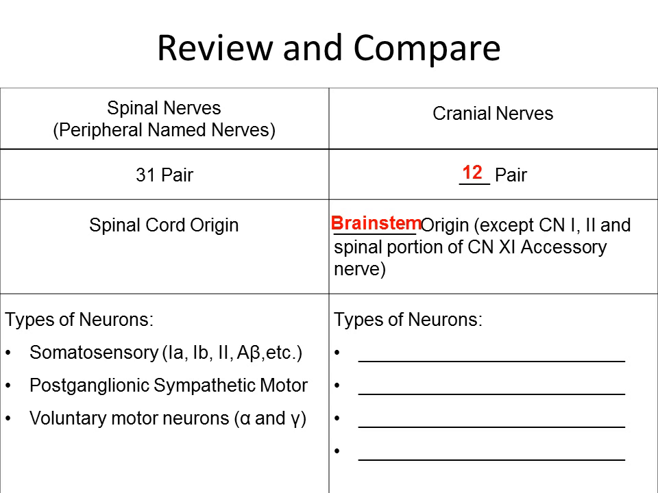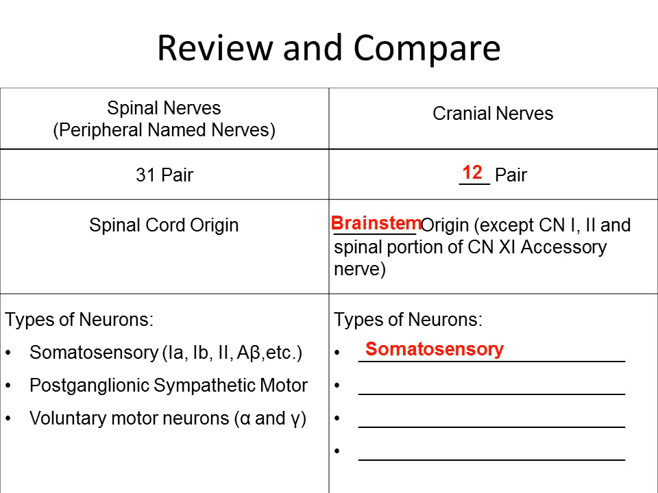Going to our cranial nerves, there are 4 different types of neurons that a cranial nerve might contain. 2 of these would be similar for the spinal nerves. 2 of them are specific to only cranial nerves.